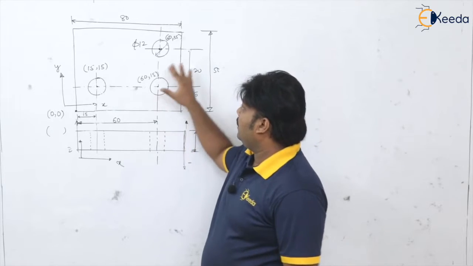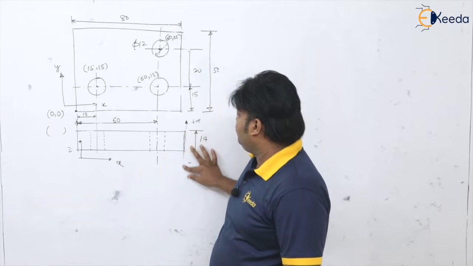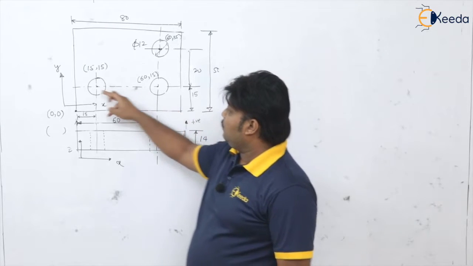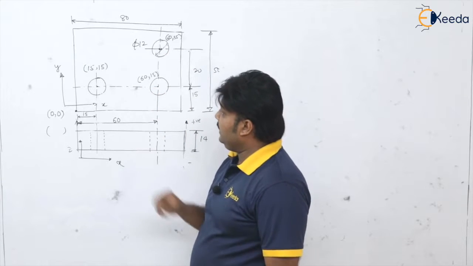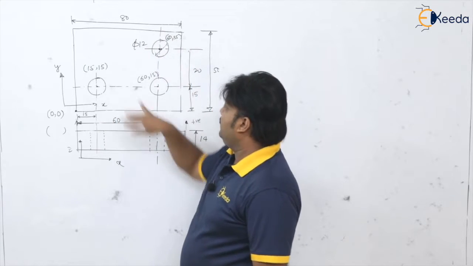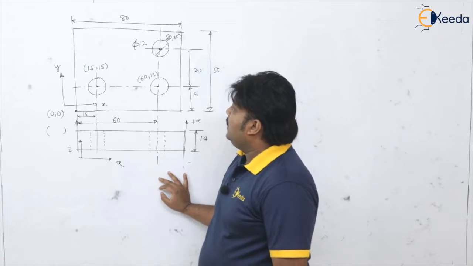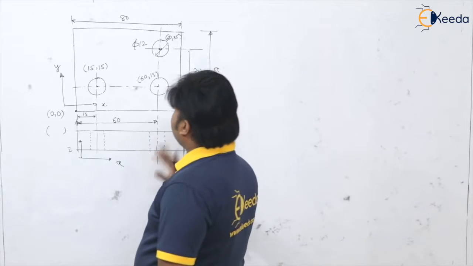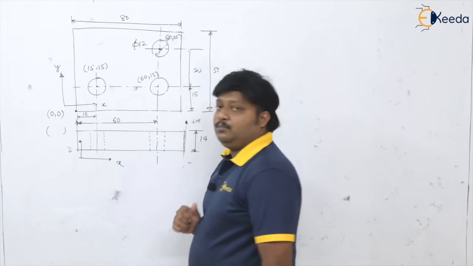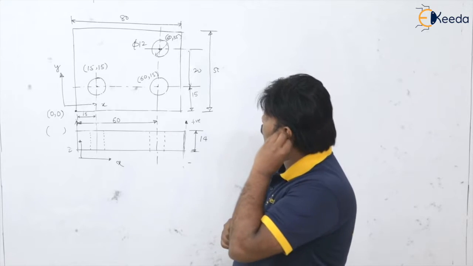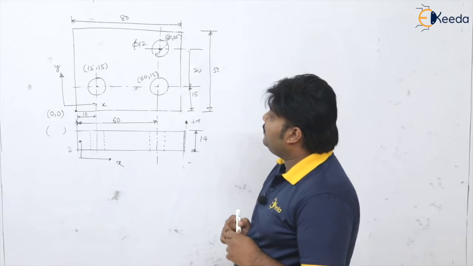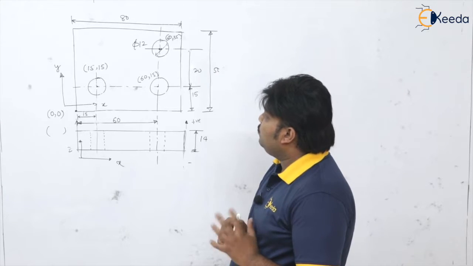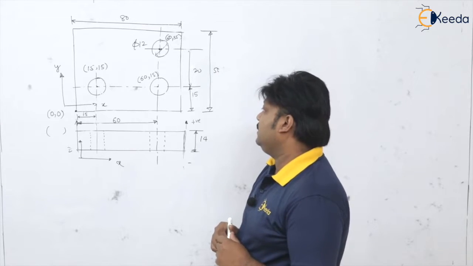So this is a plate of thickness 14 mm, and in this plate we are going to drill these 3 holes. The dimensions are given in millimeters, of course. What they are asking is to write the NC part program for this given job. This is of course the drilling operation, so we are going to write the program for this.